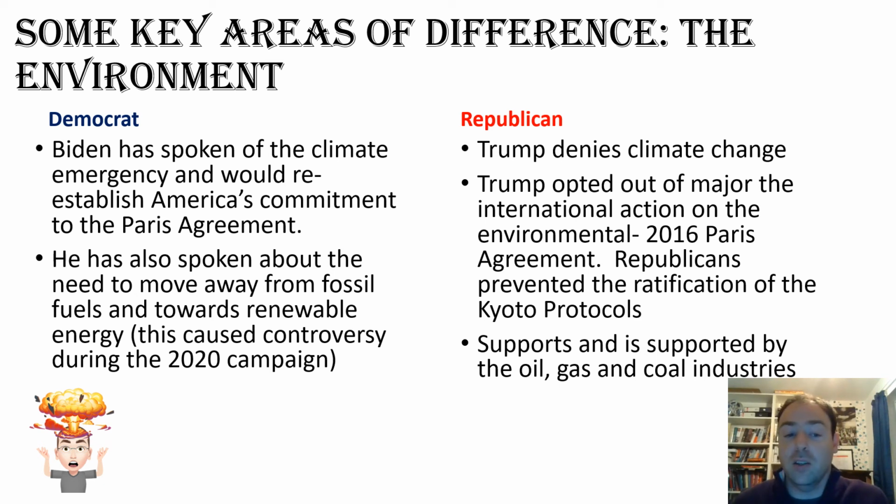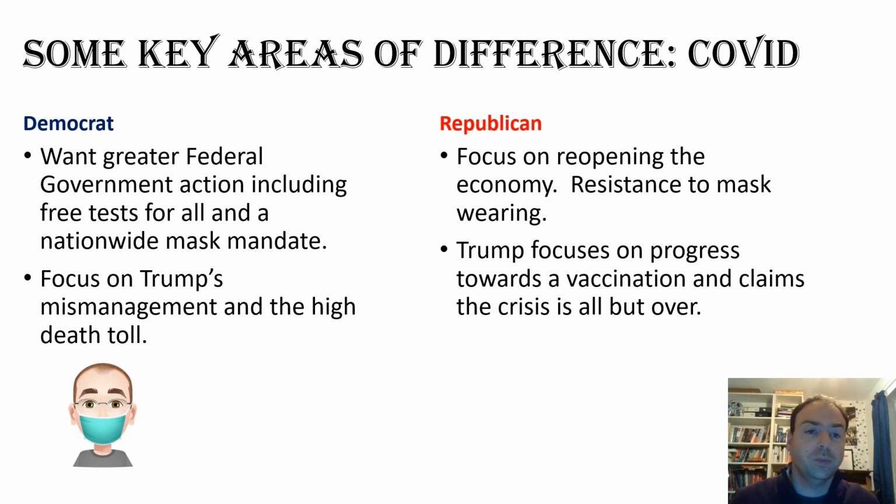Trump denies climate change. As I said, he's opted out of international action, for example, the 2016 Paris Agreement. Republicans also, prior to this, prevented the ratification of the Kyoto Protocol, and they support and are supported by the oil and gas and coal industries. And so they talk about, well, we'll support whatever industry is economically viable. But yeah, if you're looking at climate denial, then you're looking at elements of the Republican Party. If you're looking for environmental action, you're looking at elements of the Democrat Party.